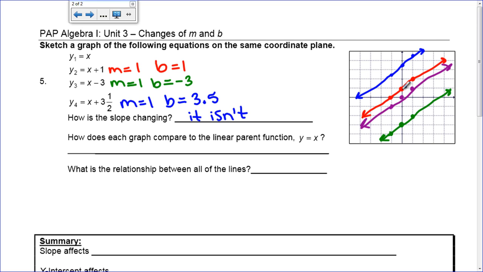That's all I did. And then I took this line right here and I slid it up 3.5 units to make this one, and I slid it down 3 units to make this one. So they are all translated. And so changing the y-intercept translates my graph either up or down. We won't in this class translate right or left, but it will translate it up or down. And so what's the relationship between all the lines? Well, they are parallel, like I talked about all the way through.